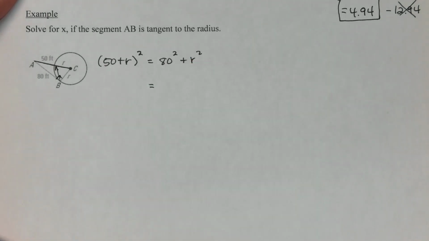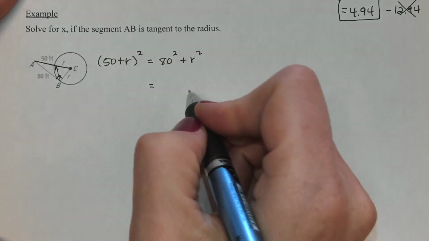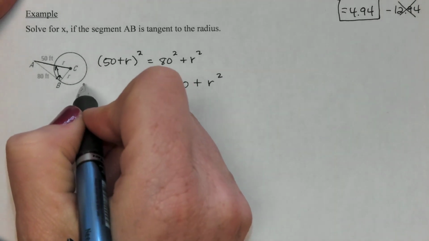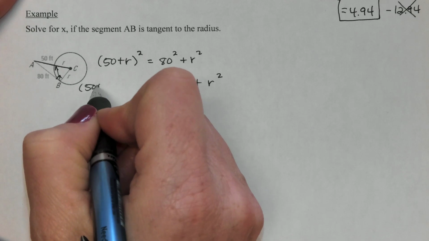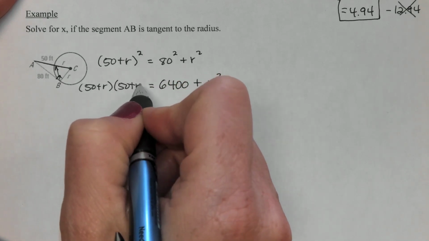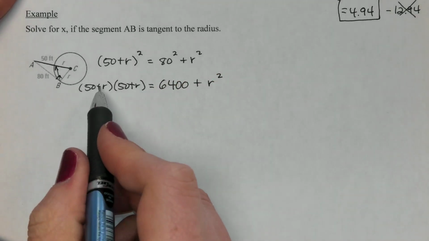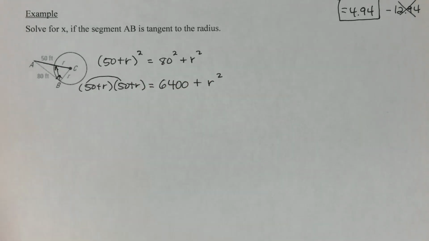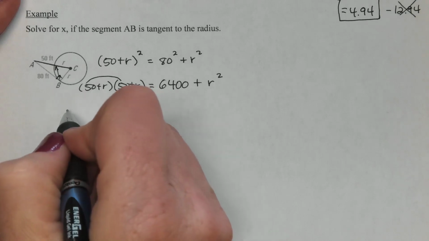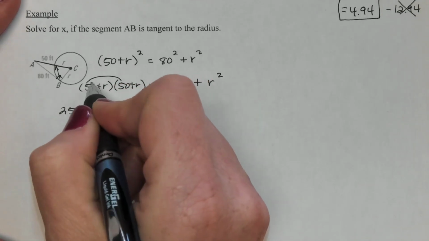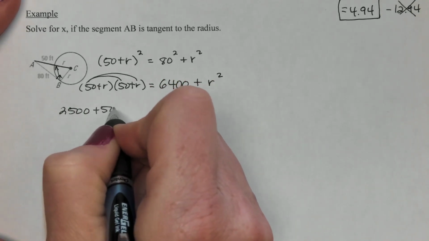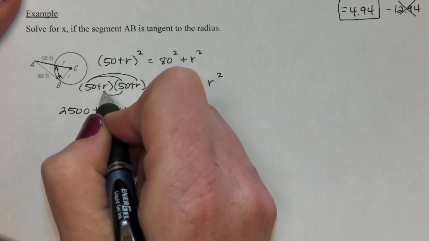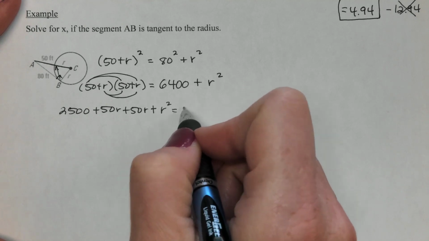So I've got 80 squared on this side, which gives me 6,400 plus r squared. On this side, I have to write that twice, just like we did up above. When you have something squared, it means it's times itself. So now we're going to FOIL. 50 times 50 should give me, I'm not trusting my brain today, 2,500. Then I've got 50r, another 50r, and at last an r squared.